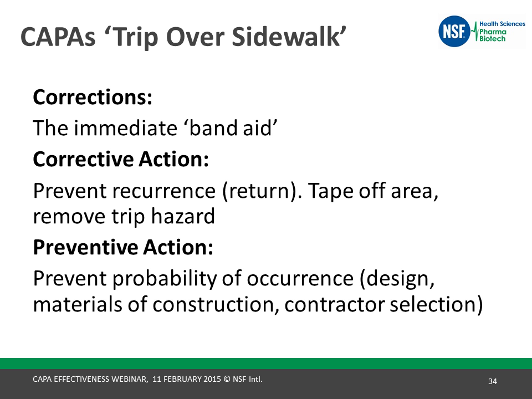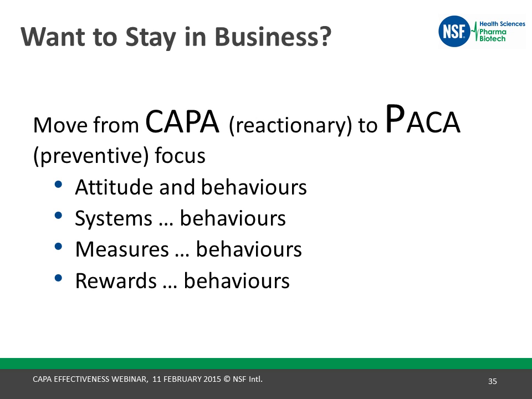So in the example of tripping over the pavement or sidewalk, you'd possibly tape off the area. You would hammer down if you could, stamp down the trip hazard. You would put up a sign saying, beware trip hazard. So you've prevented somebody doing the same thing locally. And then preventive is actually preventing the probability of occurrence of that happening again elsewhere. So that's when you'd get on to your local council to start talking to them about design and materials of construction, the contractor selection, so that you extend prevention further than the actual factory itself.